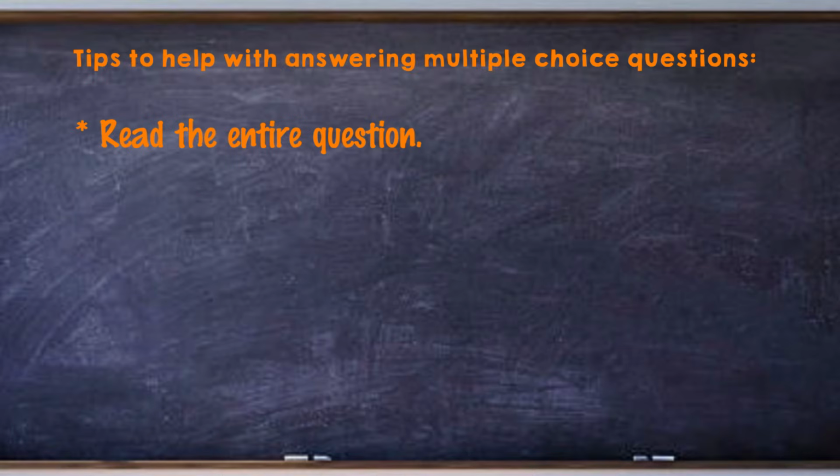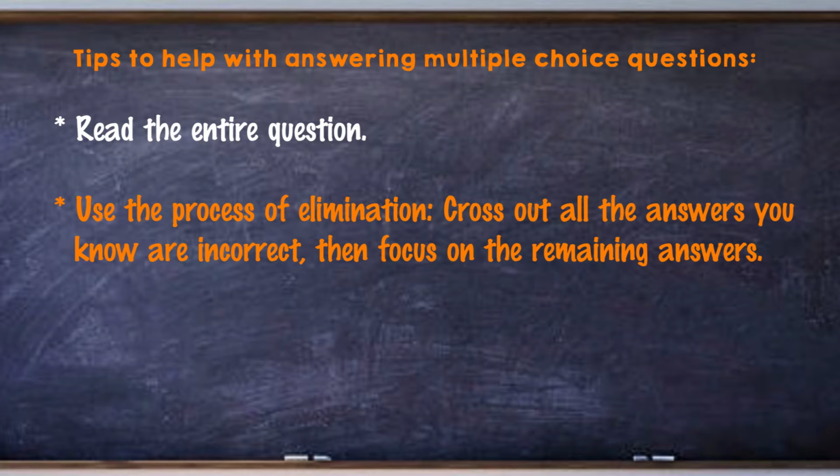Here are some tips to help with answering multiple choice questions. The first tip, and the obvious one, read the entire question. Second, use the process of elimination. The process of elimination means you cross out all the answers you know are certainly not the correct answer. You're dead certain those could never be the answer. And then focus on the remaining answers.